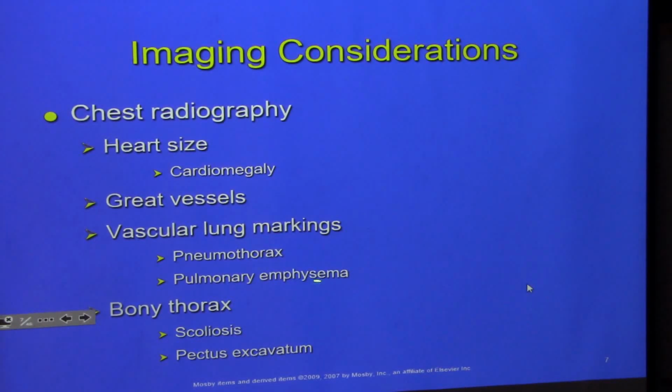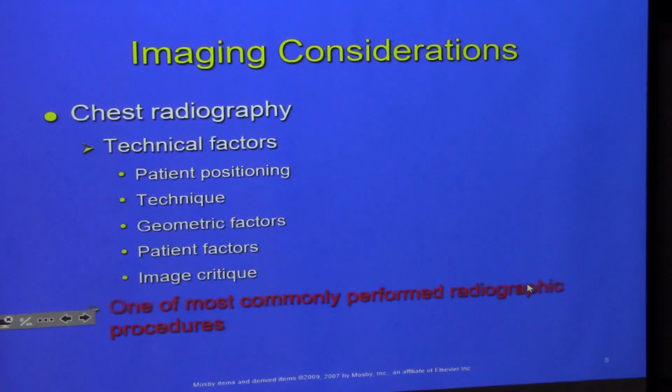And pulmonary emphysema is like an expansion of the lungs. You guys remember from, I think, Unit 3, we were talking about emphysema. The bony thorax. A lot of times if a patient has scoliosis, then the doctor will see that on a chest x-ray. And if a patient has pectus excavatum, that might be a little bit visible on a PA chest, but it's absolutely visible on a lateral chest x-ray.